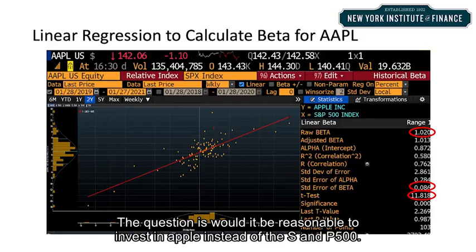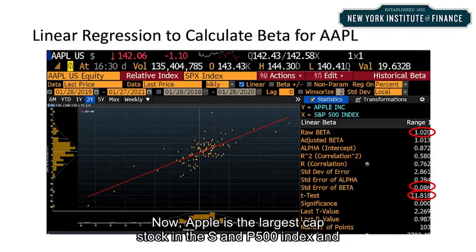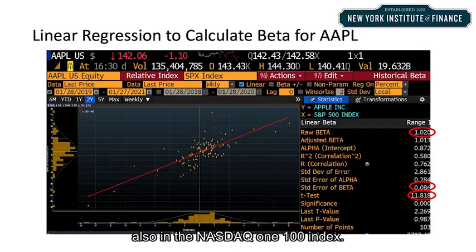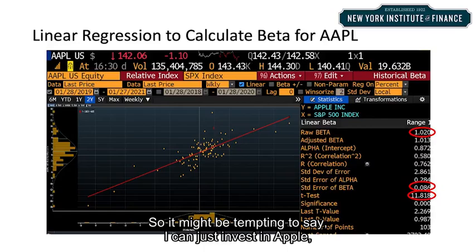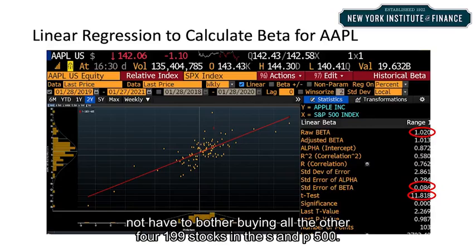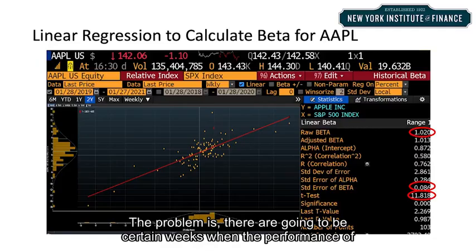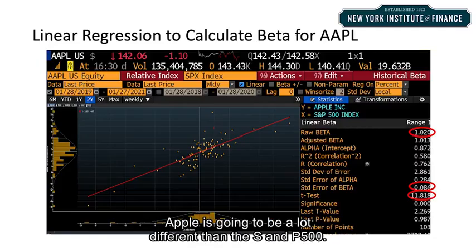The question is, would it be reasonable to invest in Apple instead of the S&P 500? Now, Apple is the largest cap stock in the S&P 500 index and also in the NASDAQ 100 index. So it might be tempting to say, oh, I can just invest in Apple, not have to bother buying all the other 499 stocks in the S&P 500. The problem is there are going to be certain weeks when the performance of Apple is going to be a lot different than the S&P 500.